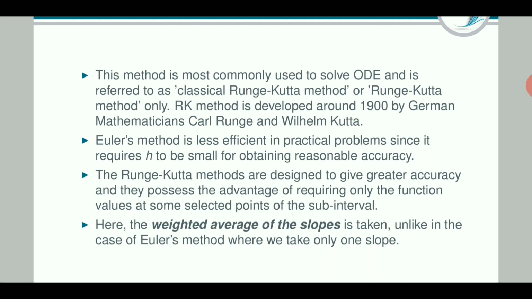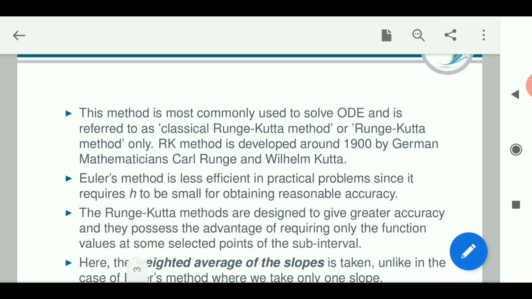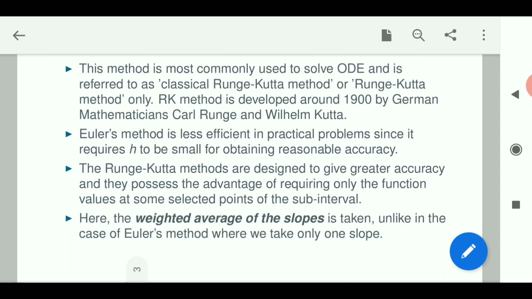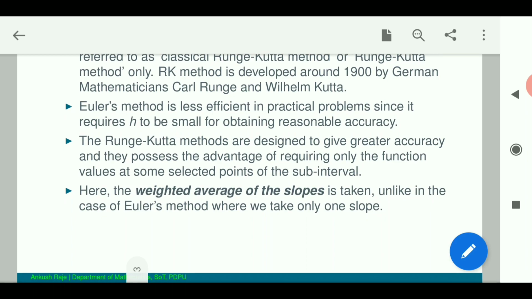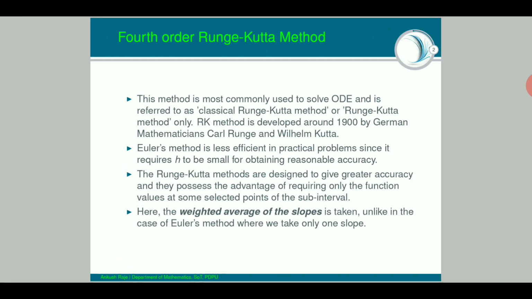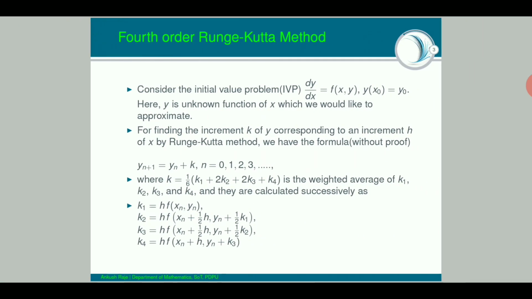Here the weighted average of the slopes is taken, unlike in the case of Euler's method where we take only one slope. Here what we are going to do? We are going to take four slopes and we are going to take their average. Not just average, their weighted average. So let us see how this fourth order Runge-Kutta method looks mathematically in the next slide.